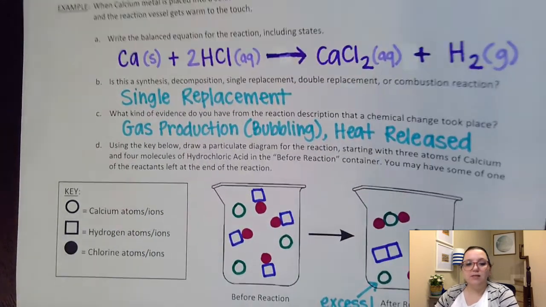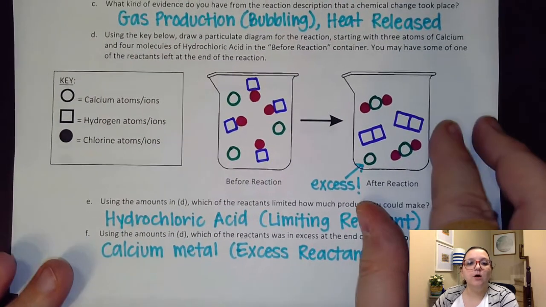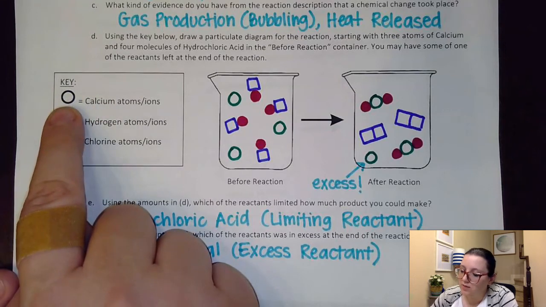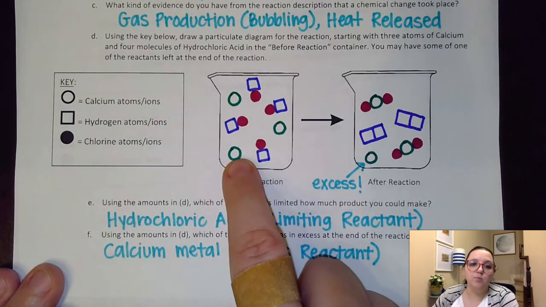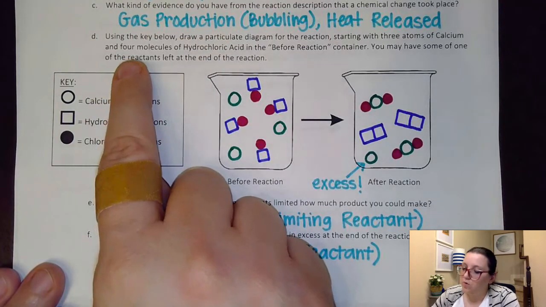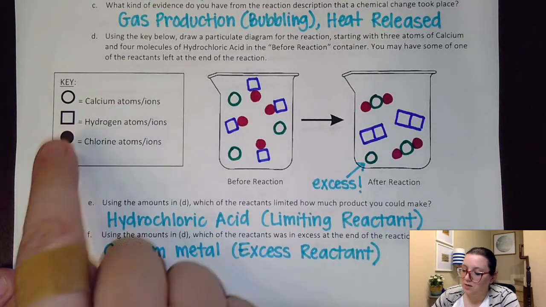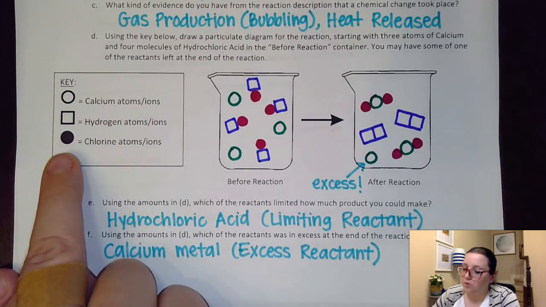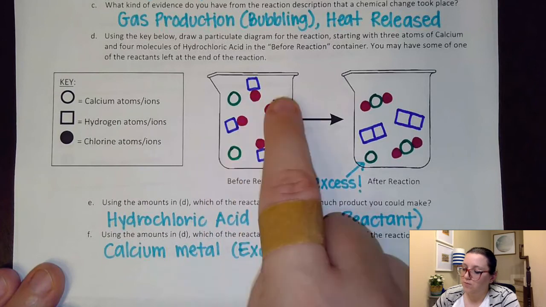So then it says, hey, using the key below, draw a particulate diagram for the reaction. But it gave us some very specific amounts to start off with. It said 3 atoms of calcium, and it told us to use circles for the calcium. Now, I also went ahead and put them in different colors, but you did not have to. And then it said to use 4 molecules of hydrochloric acid. So it told me to use squares for hydrogen and these dark circles for chlorine. And so I drew 4 of those.